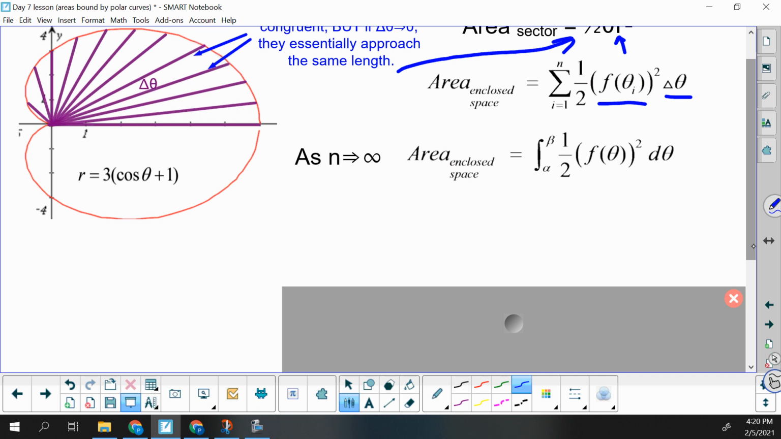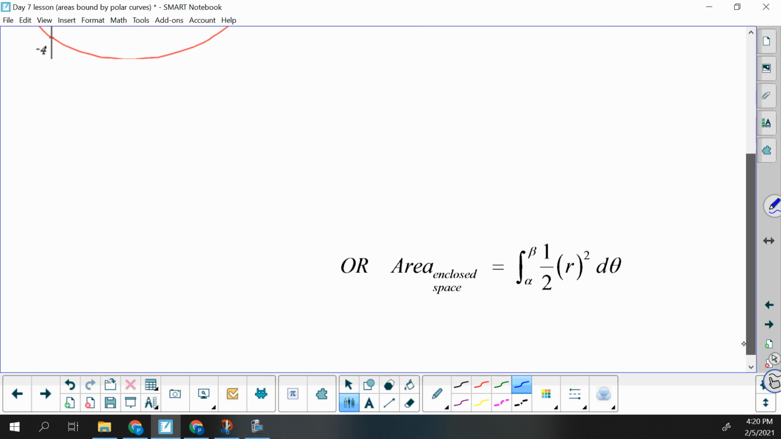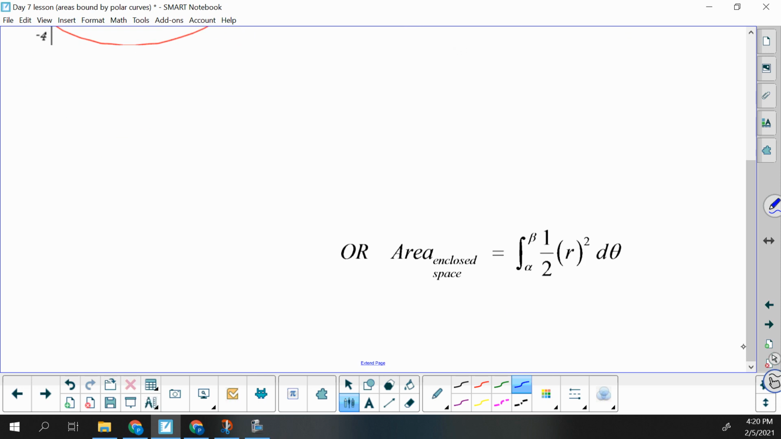So you can either think of the radius as some function of theta, or you can just think of it as being the r. So our general setup for finding the area bound by a polar curve is our integral from whatever value we start at. Now notice these are theta values. So alpha and beta here are values of theta. So whatever value of theta our curve starts at to whatever value of theta our curve ends at, and you do 1/2 your radius expression squared and then d theta.